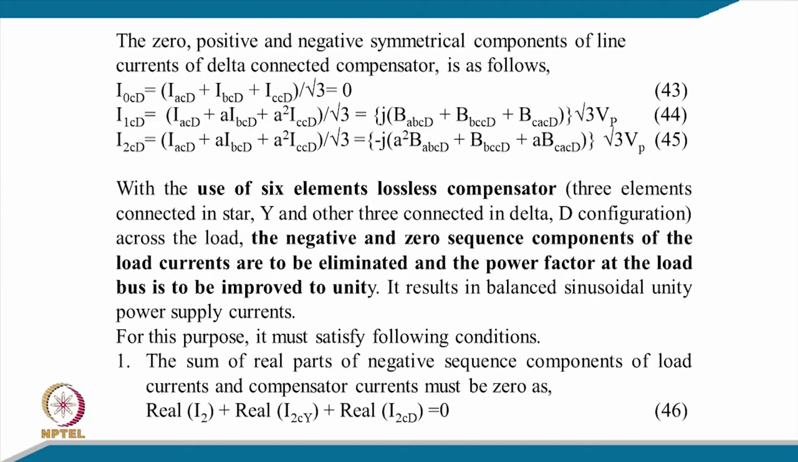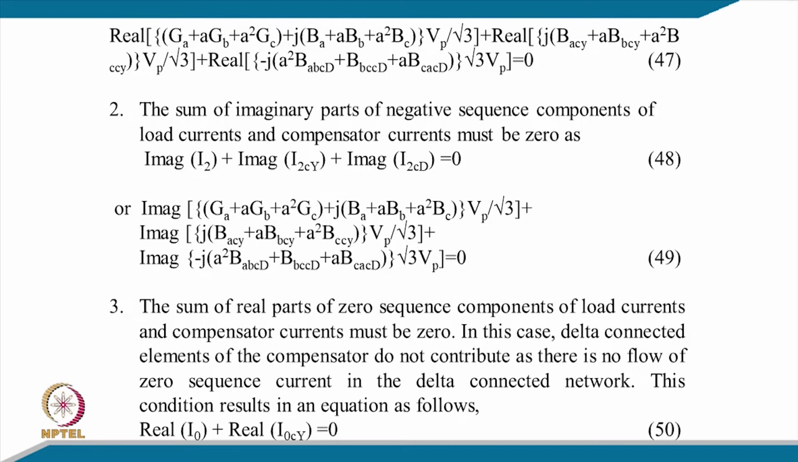The first condition is that the sum of the real parts of the negative sequence components of load current and compensator current must be 0. Means the negative sequence component of your load current should be compensated by the real part of the negative sequence currents of both the compensators. So, the real part of I2, that is the load negative sequence current, plus the real part of the star connected compensator I2CY and the real part of I2CD must be equal to 0. So, that is the one condition.